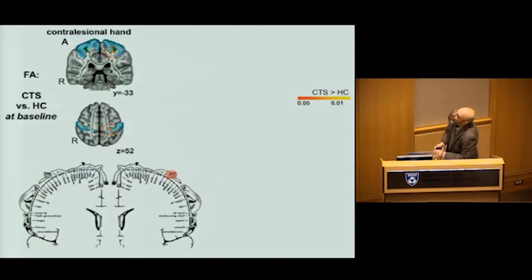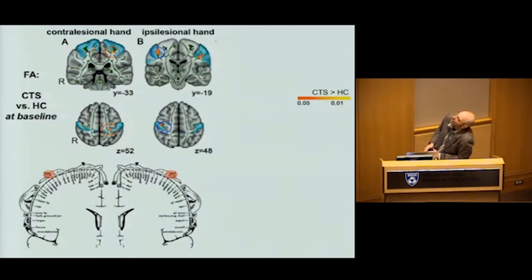What we found when comparing CTS patients with healthy controls is that CTS patients have greater fractional anisotropy, greater FA, in specific white matter pathways feeding different body areas. For example, this is related to the contralesional hand area. We found a greater FA in the white matter just adjacent to this area. But we also found other areas too. There was the ipsilesional hand area.